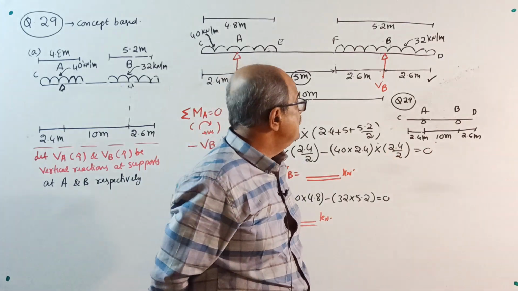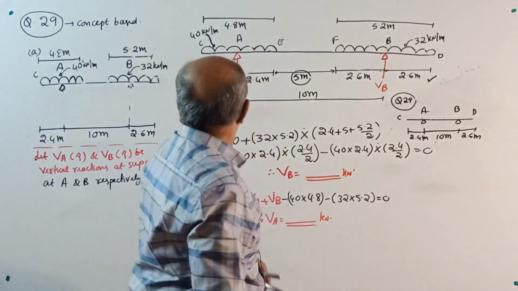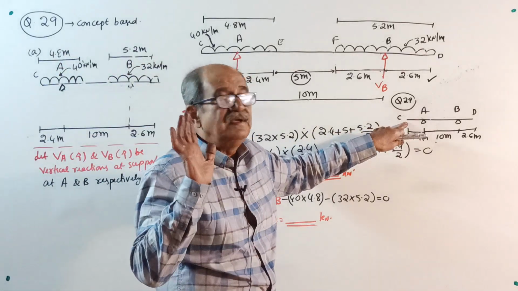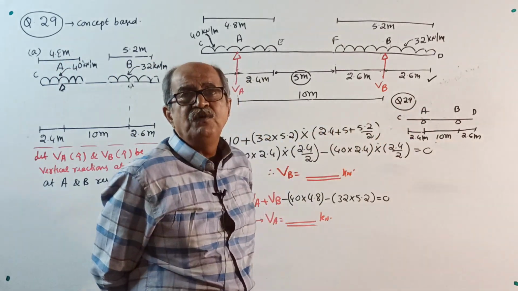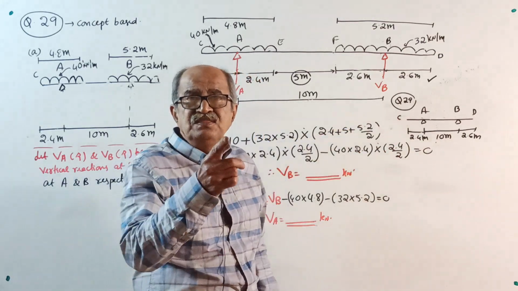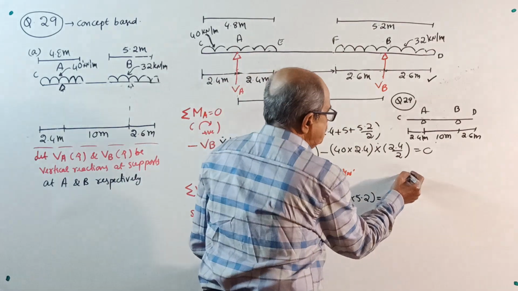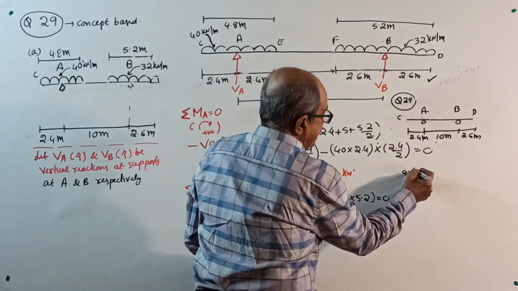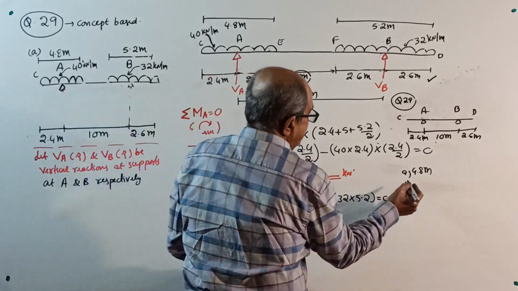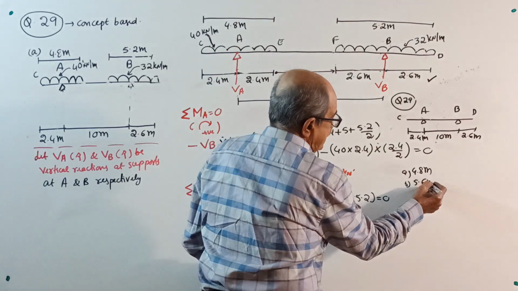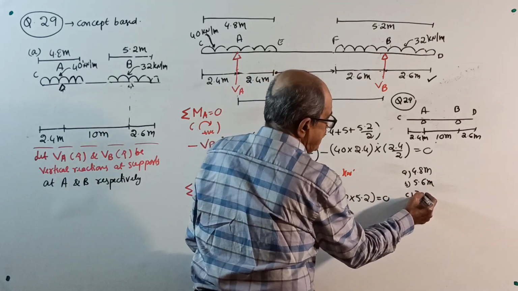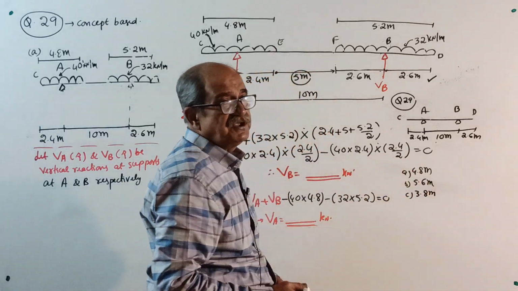Now, it is loaded by UDL of 40 kilonewton per meter starting from left extreme end. I am not telling what length. The length of which is, for question A, 4.8 meter. For question B, it is more than 4.8, 5.6 meter. And for question C, the length of UDL is 3.8 meter. 3 questions are there.